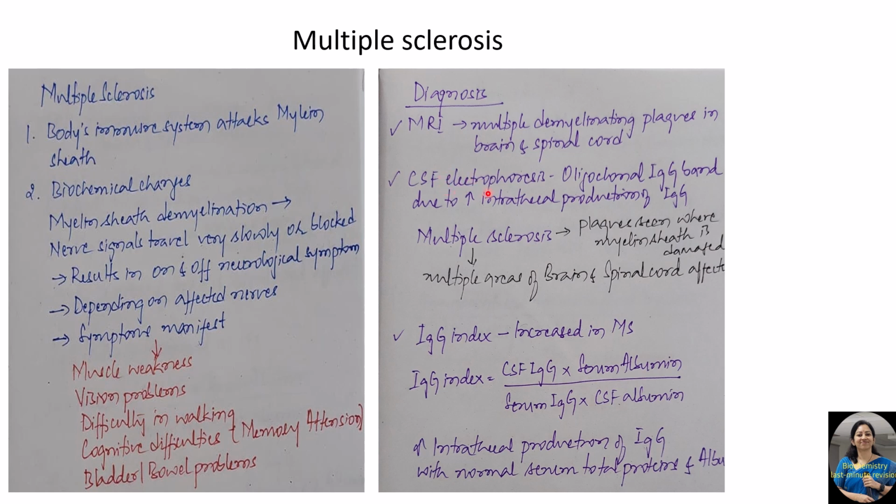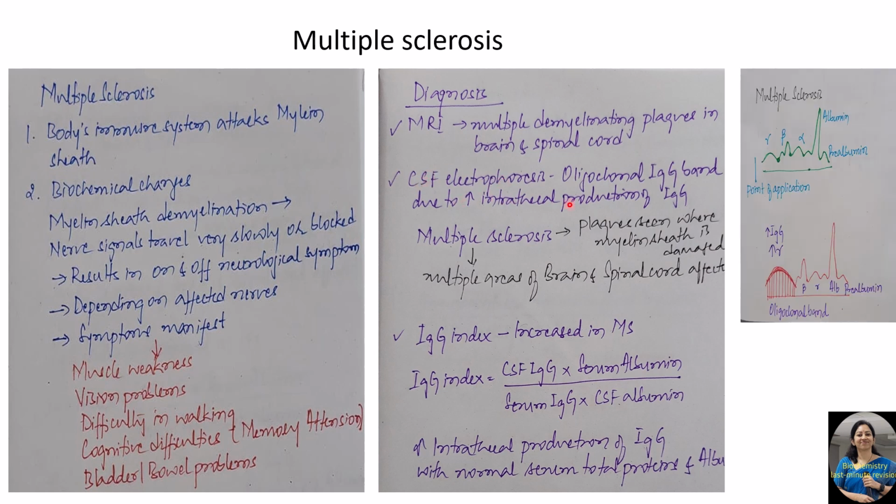We can also do electrophoretic separation of the CSF proteins. So when it is separated, this is the pattern we get. This is the normal pattern. We have the gamma globulin region, then beta, alpha, and the fastest moving bands are albumin and prealbumin. In multiple sclerosis, there is an increased gamma globulin region because of increased intrathecal production of immunoglobulin G, and this presents as oligoclonal bands in the gamma globulin region. This is one of the characteristic diagnostic features of multiple sclerosis.